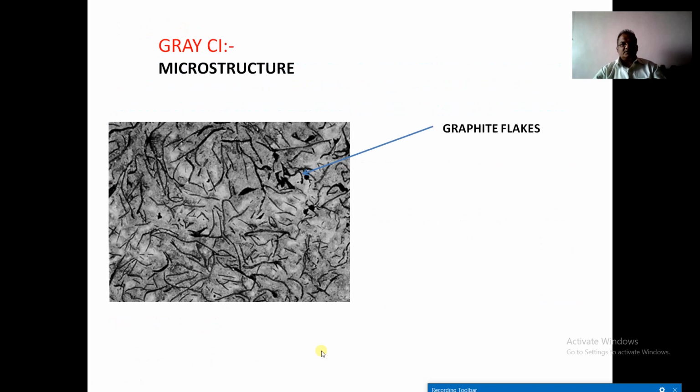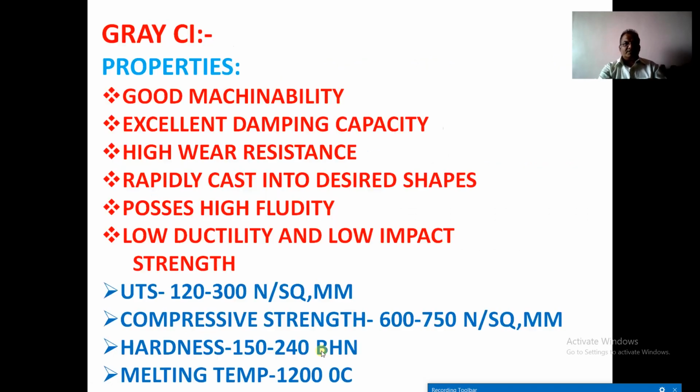So this is the microstructure. Here you are observing the graphite flakes. So what are the properties? Good machinability and excellent damping capacity. Damping capacity means it can absorb vibrations and shocks. High wear resistance. If we are considering sliding contacts, wear resistance is very important. It can be rapidly cast into desired shapes.